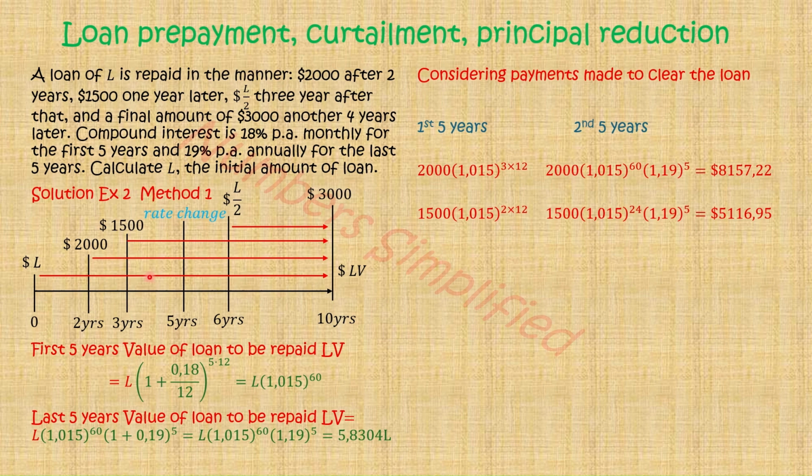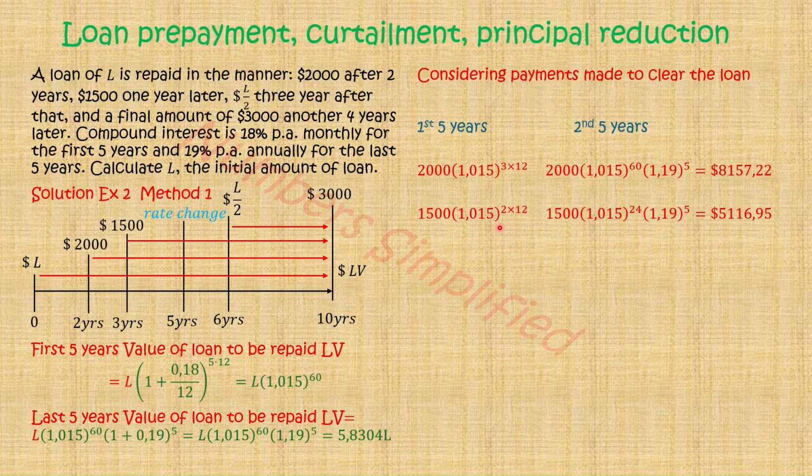We move on to the second payment that was made. So in the second payment, we have 1,500 times 1.015 raised to the power 2 times 12. This is because it was paid in the third year, and at that particular interest rate, the payment that was made would be within the first 5 years for only 2 years, and that being compounded monthly. So we are multiplying that by 12, the 2 times 12, so that we get the value of that particular payment in the first 5 years.